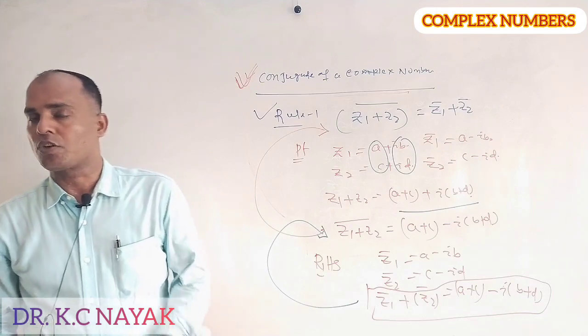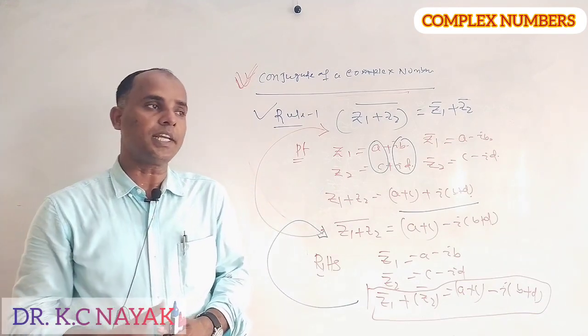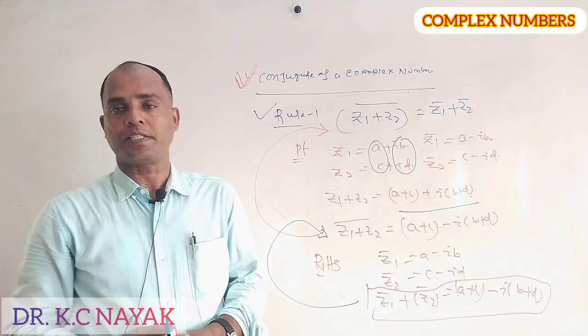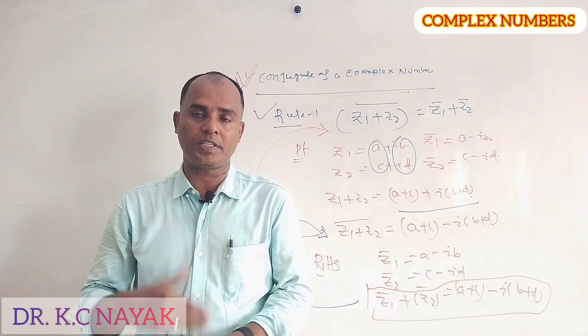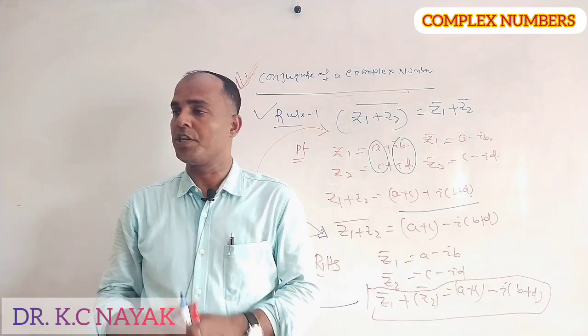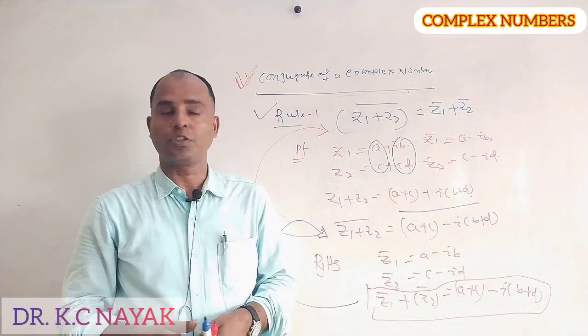So this is the conjugate of a complex number. In the case of the conjugate of a complex number, we only change the sign of the imaginary part. If it is positive, we convert it to negative. If it is negative, we convert it into positive. There is no change in the sign of the real part of a complex number. That is the conjugate of a complex number.